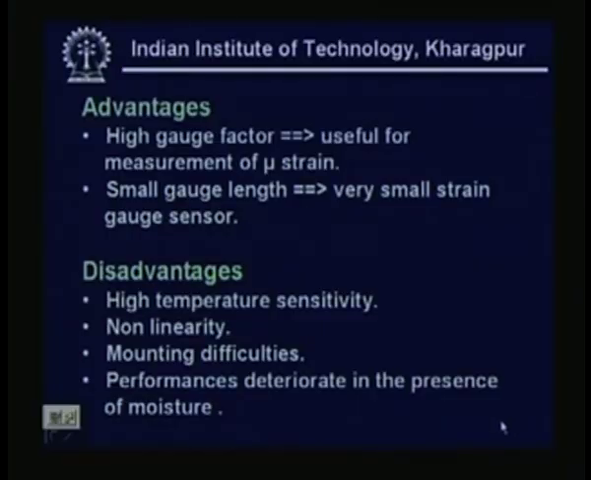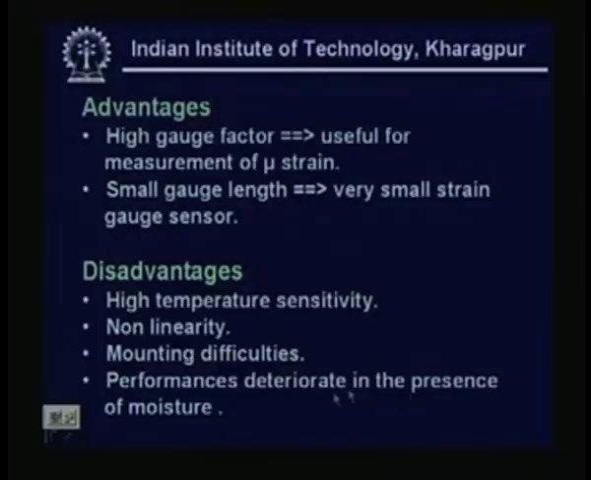Now, the disadvantage is high temperature sensitivity. Temperature sensitivity we can compensate. It is easy to say that we can compensate by using dummy gauges or using 4 strain gauges, but having 4 semiconductor strain gauges with the exact same value of lambda is very difficult. Nonlinearity is another factor in the case of semiconductor gauges. Mounting difficulty is also there: if it is diffused, that is an advantage, but if it is a bonded semiconductor strain gauge, mounting difficulties will be there. And performance deteriorates in the presence of moisture.